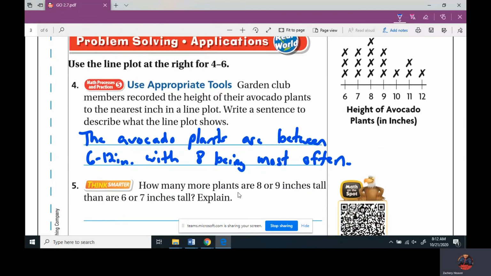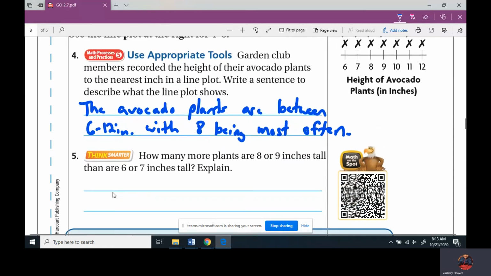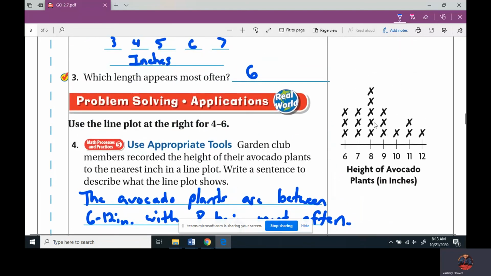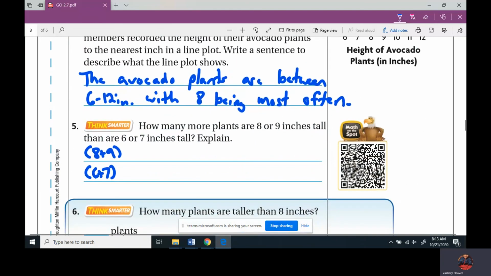How many more plants are 9 and 10 inches tall than 6 and 7 inches tall? So we've got to combine them. Or 8 and 9. I want to put in parentheses right here, 8 and 9, because we're going to add 8 and 9 up from up here. How many do they have compared to 6 and 7? So 8 has 1, 2, 3, 4, 5. So I'm going to put 5 right here.